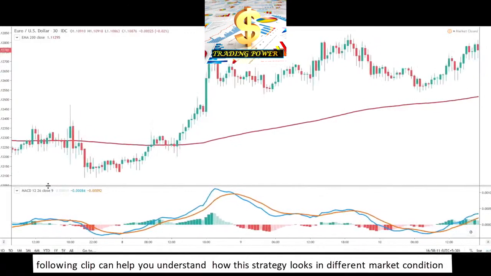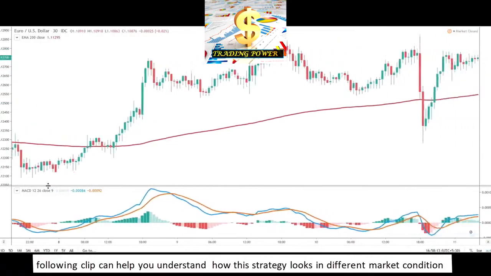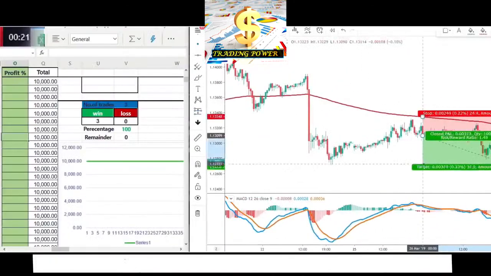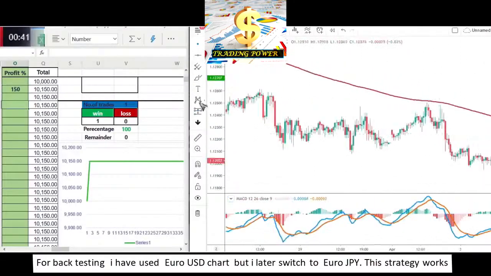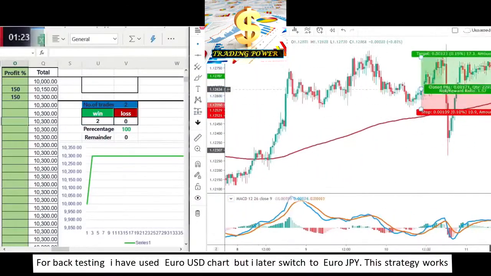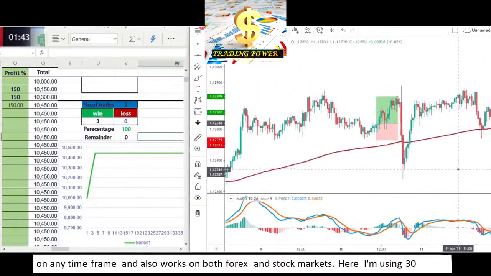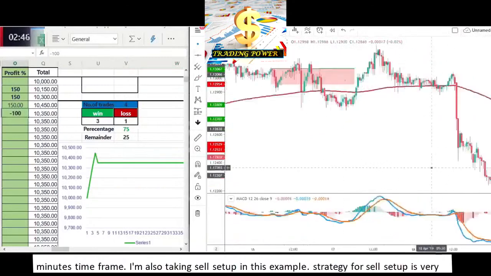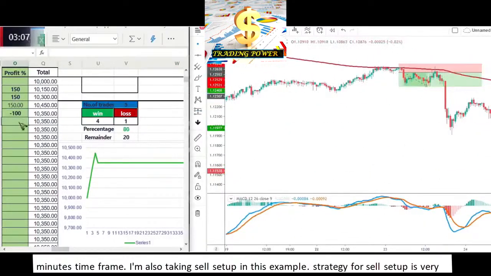The following clip can help you understand how this strategy looks in different market conditions, so do watch carefully. For backtesting, I have used the Euro USD chart, but I later switched to Euro JPY. This strategy works on any time frame, and also works on both Forex and stock markets. Here, I'm using 30 minutes time frame. I'm also taking sell setups in this example.